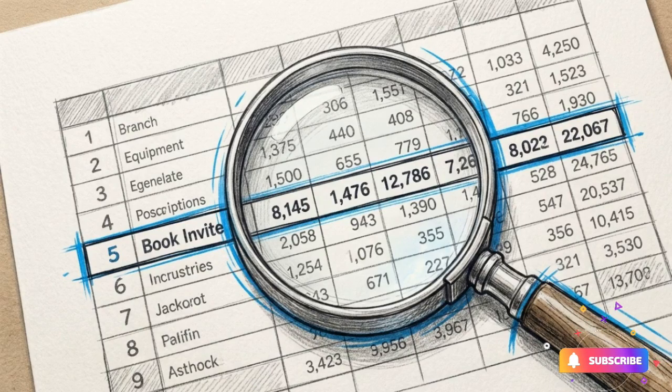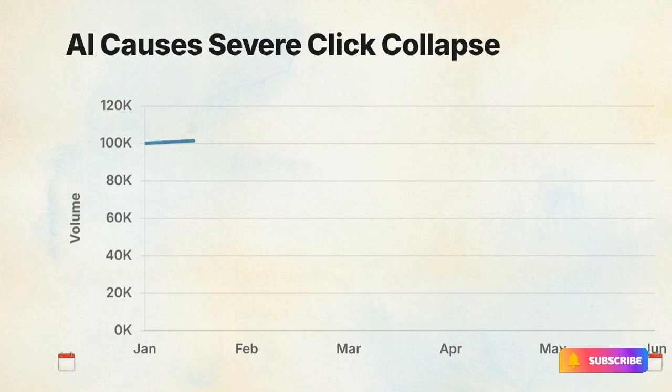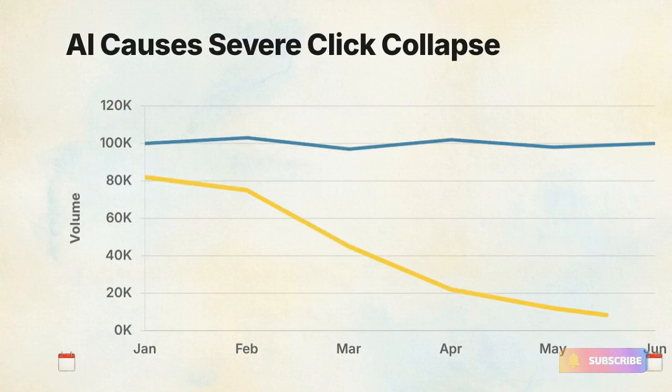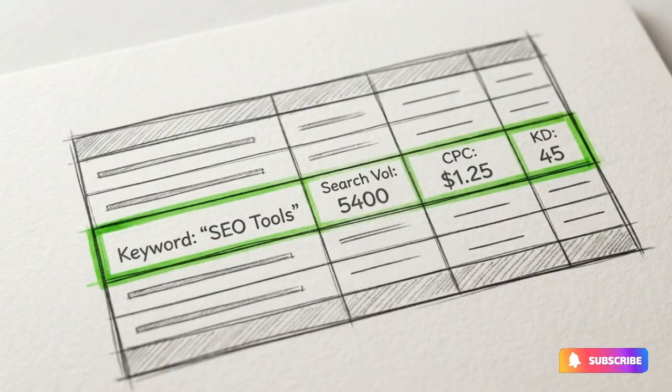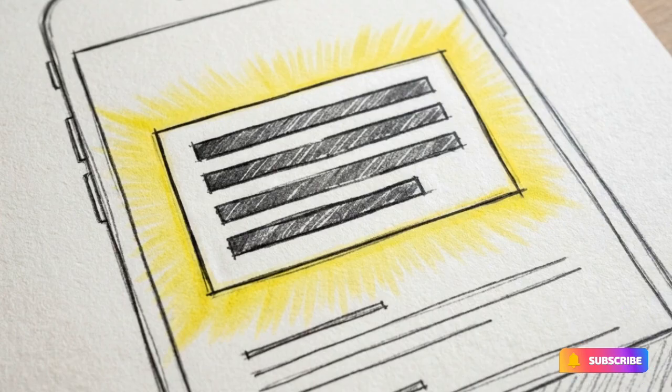Instead of looking at your total traffic loss, we are hunting for a very specific contradictory data pattern on an individual page. This graph illustrates the target pattern. Notice the steady line for impressions alongside a severe drop in both clicks and click-through rate. This gap proves that search demand for the topic still exists, but AI summaries are answering the user's query before they ever click your link.